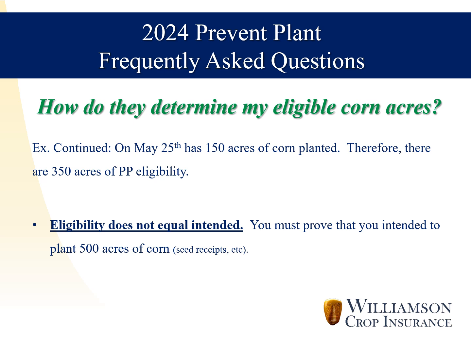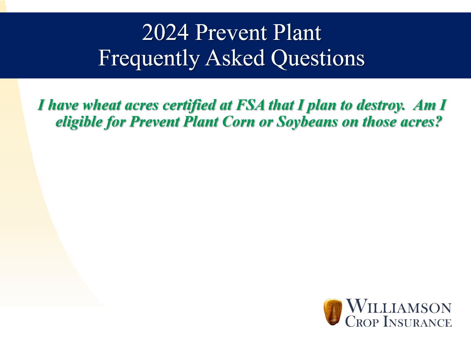Also, something to highlight, eligibility does not necessarily equal your intended. And why we say that is, even if you're eligible for 500 acres of corn, if you weren't intended on that and don't have seed receipts and proof to show that you were actually going to plant 500 acres of corn, that won't jive. You need to have something that says you were intending on that many acres of corn. If this was going to be an all soybean year for you, it's going to be hard to do a prevent plant corn claim if you don't have anything to show that that's what you were intending to do.